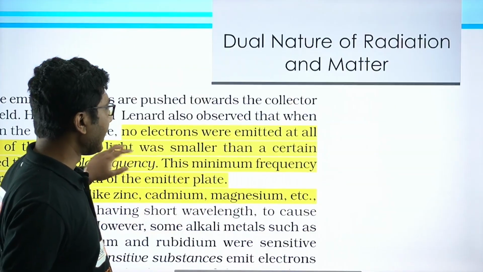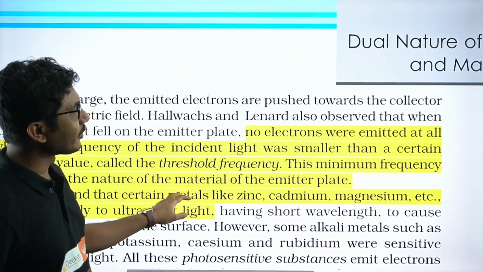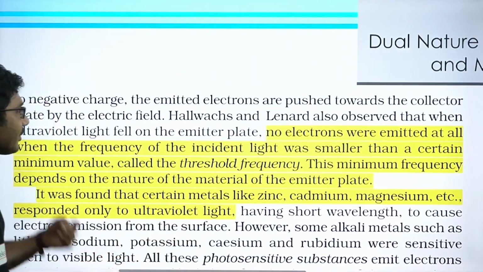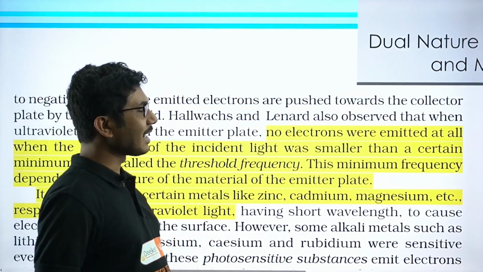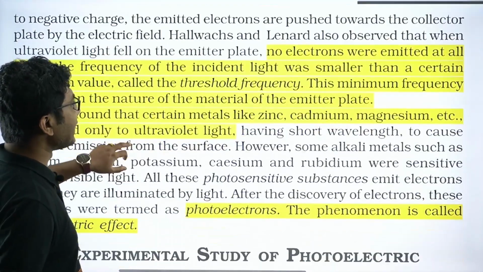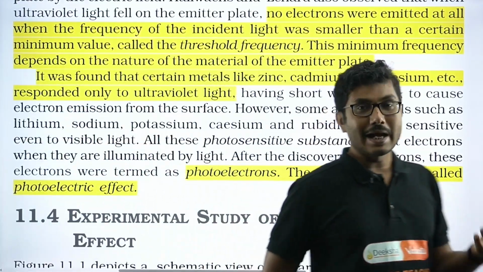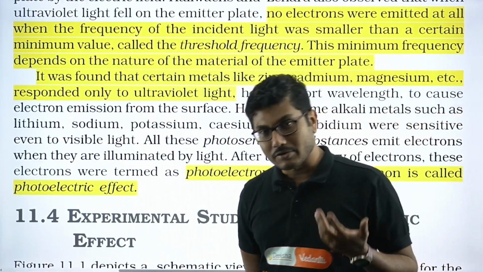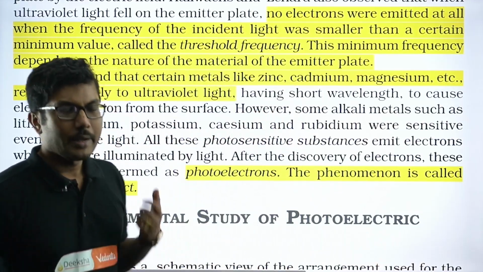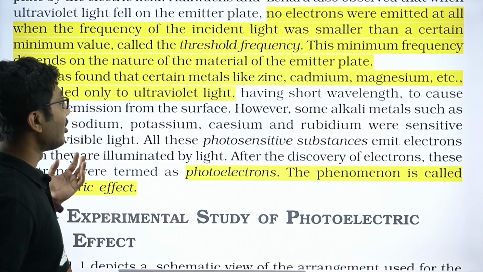Then they realized that no electrons are emitted at all when the frequency of the incident light is smaller than a certain minimum value. That is very, very interesting. If it were basically an extension of the heating effect, any light could extract electrons from the surface. But that is not happening. There are a few more stunning observations.